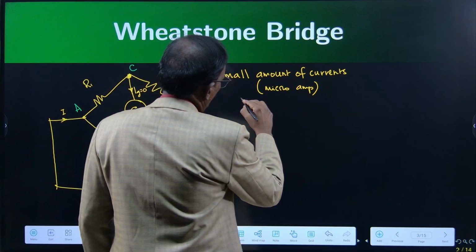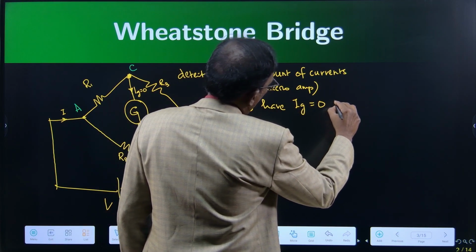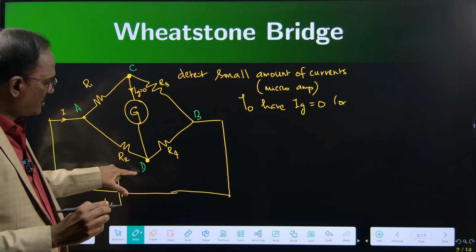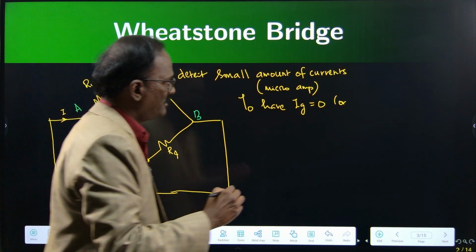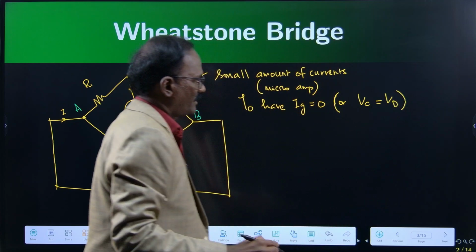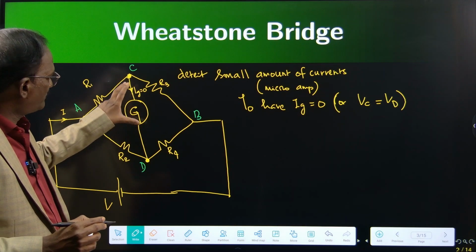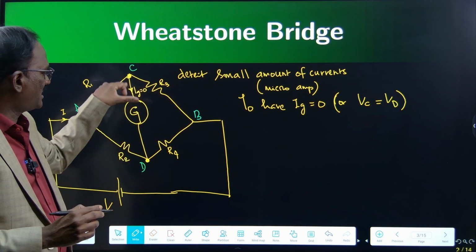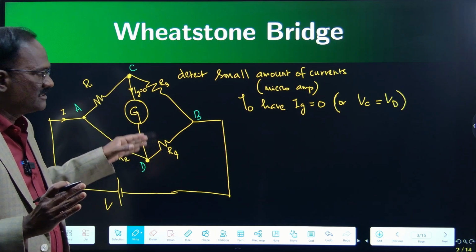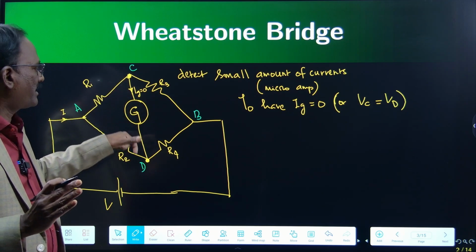The condition is to have Ig equal to 0, or the potential at the point C equal to the potential at the point D, or Vc is equal to Vd, so that no potential drop is available between the 2 points C and D. If Vc and Vd have the same potential, there is no potential difference. If there is no potential difference, then there won't be any current through this branch, right?